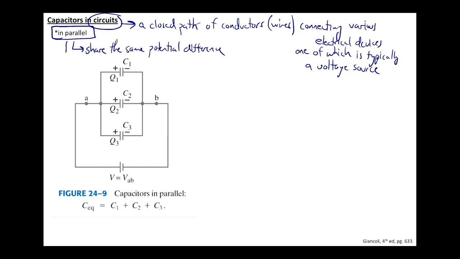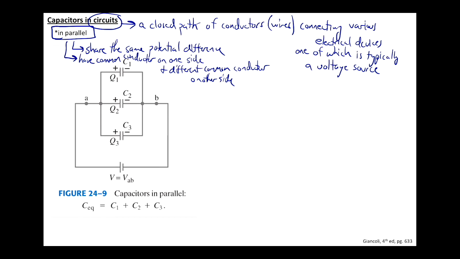Another valid way to look at this, and sometimes one will be helpful and sometimes the other will be helpful in trying to determine if something is in parallel, is that they have a common conductor on one side and a different common conductor on the other.